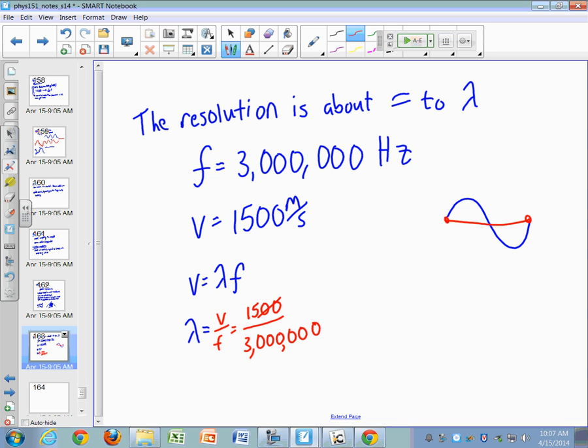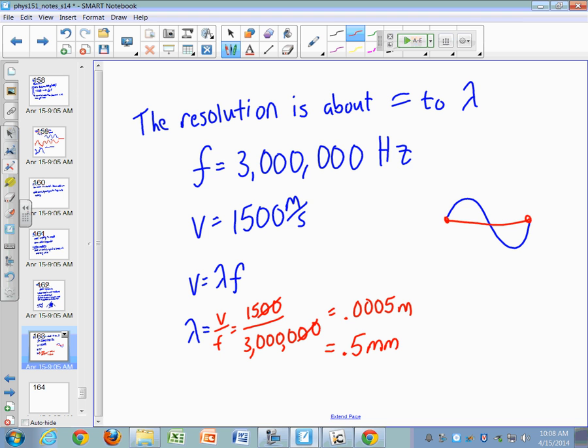Let's see, I can cancel out that and that. 15 over 3, I get 5. So it's 0.0005 meters. All right, so that's about a half a millimeter, and that's pretty typical for an ultrasound that you have a half a millimeter resolution. That means anything that is bigger than a half a millimeter you can see, and anything that's roughly a half millimeter then you can make out in the image. That's your resolution.